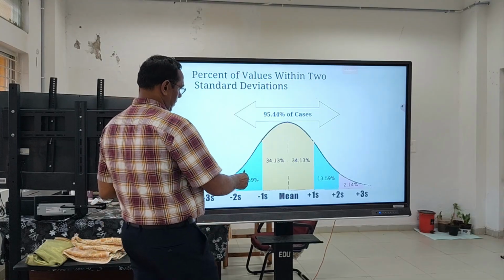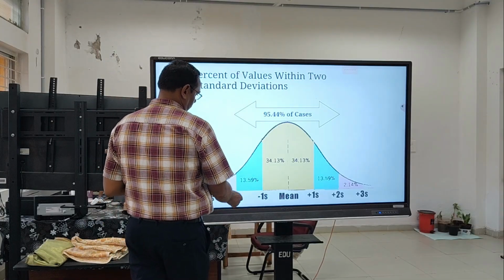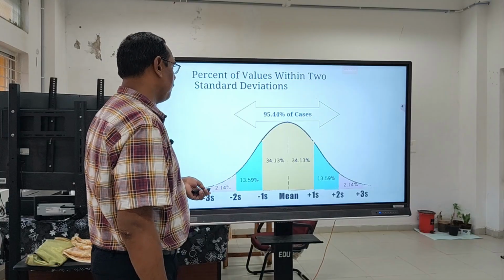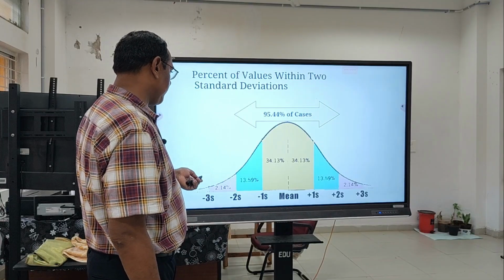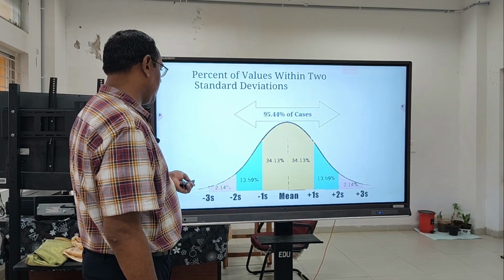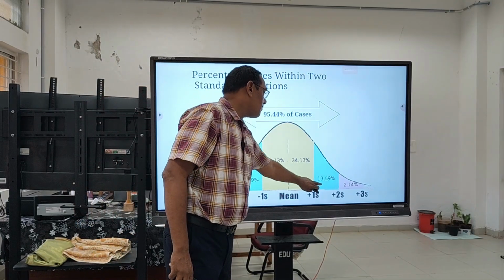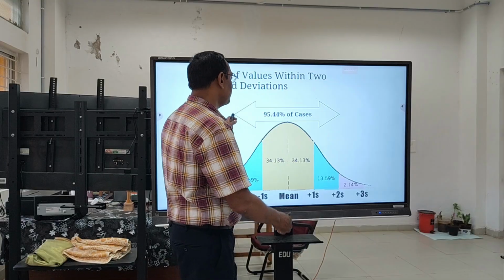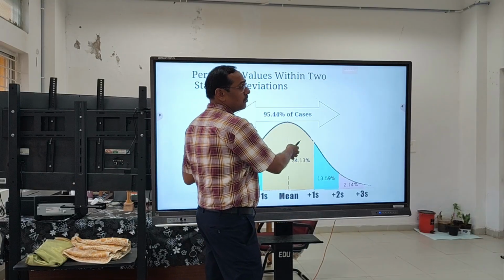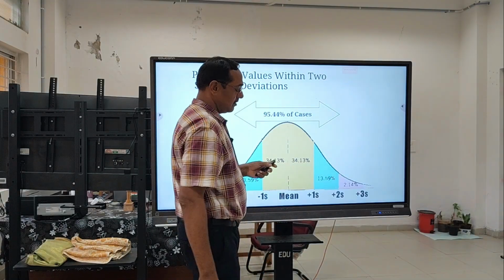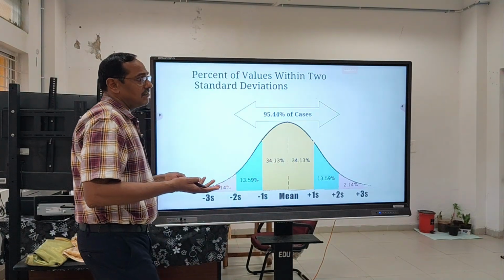And this one goes up to 95.44, up to which level? Minus 2 standard deviations to plus 2, mean minus 2 standard deviations to mean plus 2. So this is what we tell: 95% of the scores lie between these two standard deviations. That's why we see 5% as normal.